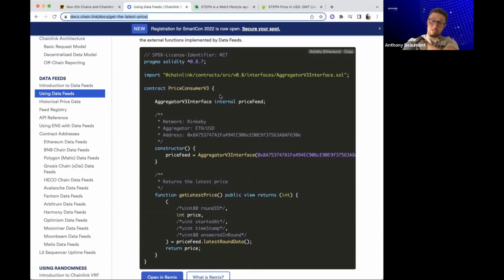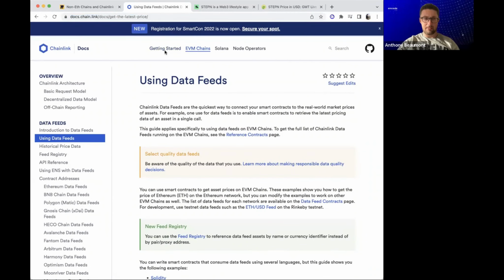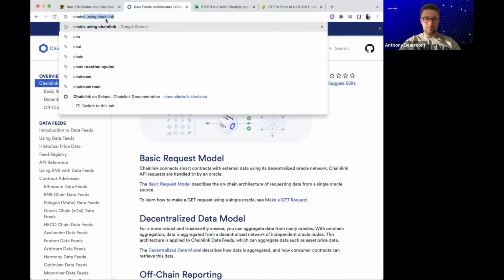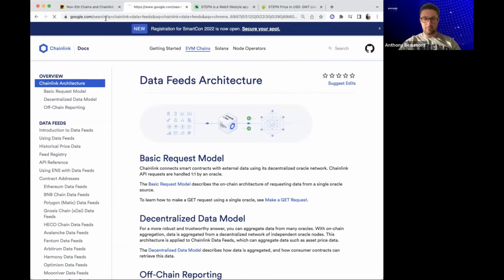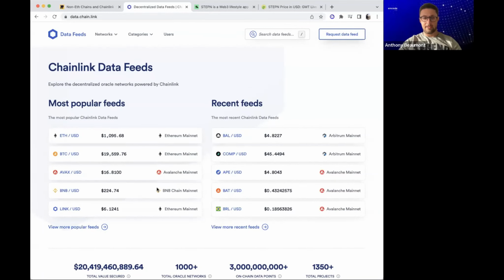This is the basic way you write the contract. I'm not going to go through it myself, but you can go here and start using Chainlink and integrate. You might also be thinking, what data feeds are available? Let's have a play around. There's quite a lot. Here we go. And you can see you've got different feeds on different chains.